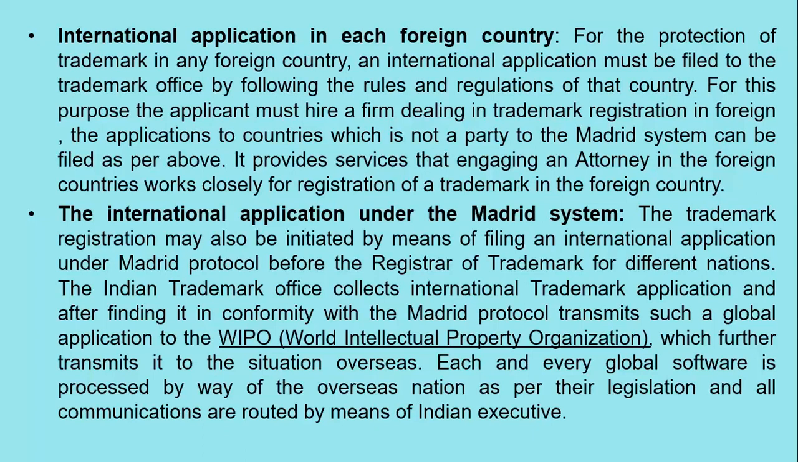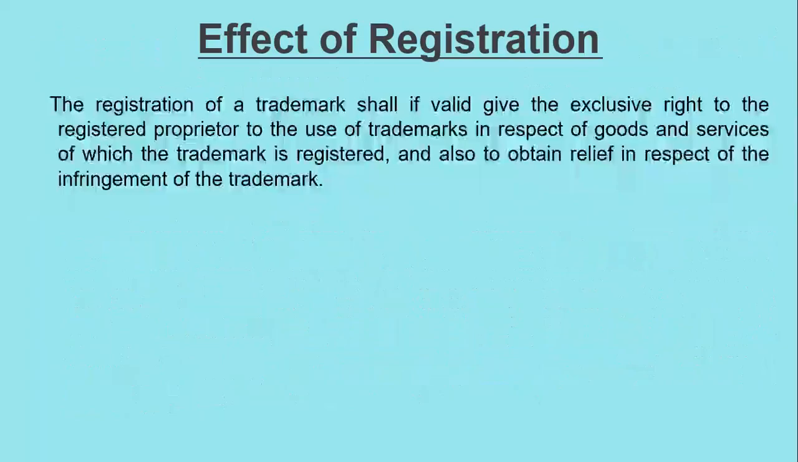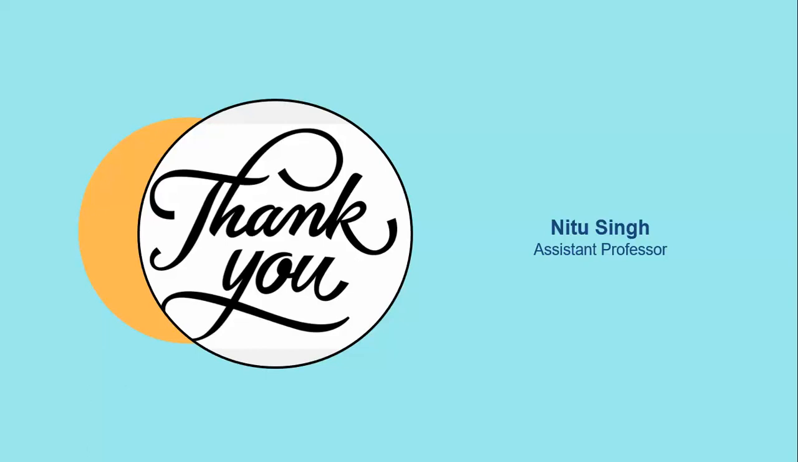Okay, so what is exactly the effect of registration, effect of registration is equal to why registration is needed. The registration of a trademark shall, if valid, give the exclusive right to the registered proprietor to the use of the trademark in respect of goods and services of which the trademark is registered, and also to obtain relief in respect of the infringement of the trademark. Okay, infringement and passing off. We have these two topics left.